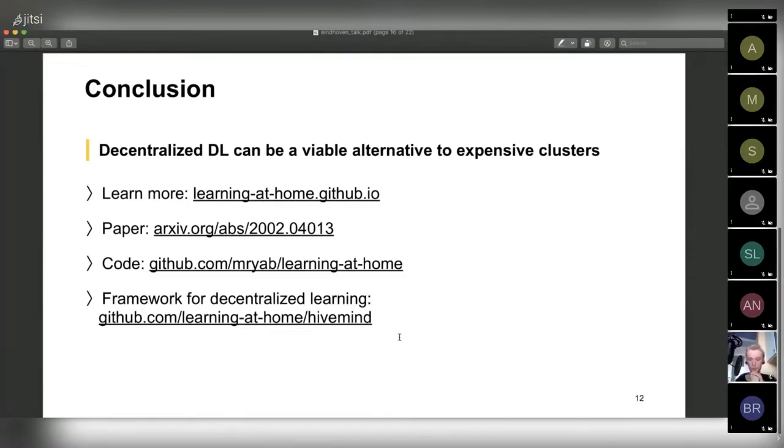Also, we're working on a framework for decentralized training. It's called Hivemind. It's in the stage of active development, but it's quite easy to use right now, and it's been tested. So you shouldn't run into too many issues when trying to run your own experiments.